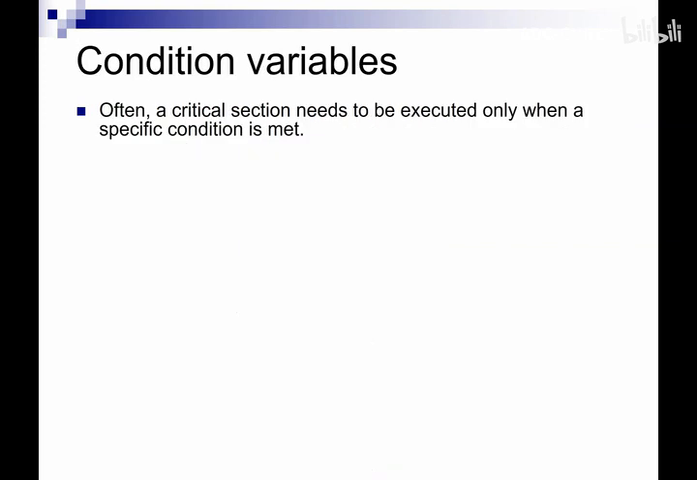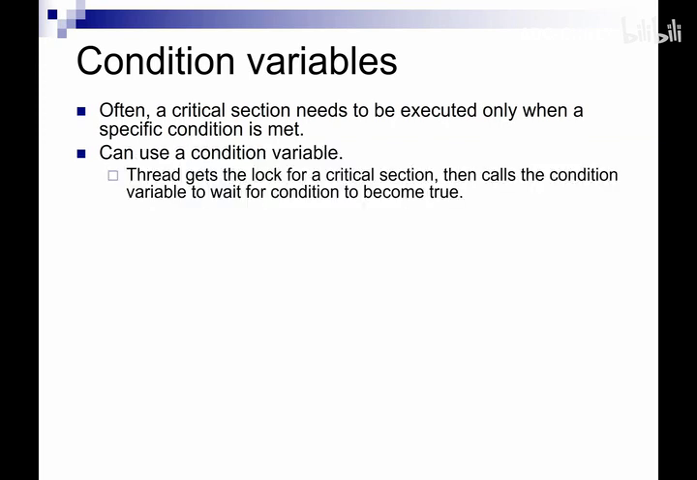Okay, so next we're going to talk about condition variables. These variables are used with critical sections. The idea is that sometimes you should only execute a critical section when a specific condition occurs. I'll give you an example of that later. But in these situations, we want to use a condition variable. The way this works is that a thread is going to get a lock for a critical section.